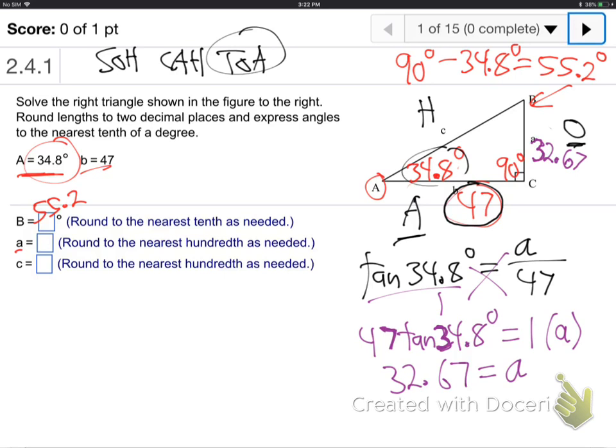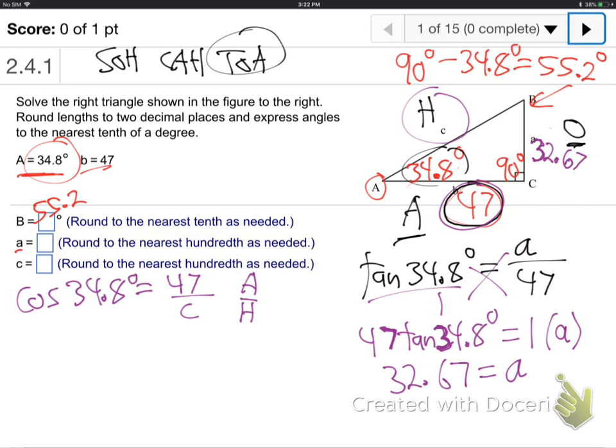So you want something that involves the 47 and the c. What is that? Cosine. Adjacent over hypotenuse, right? So we want to write out the cosine. We're involving the 47 and the c, adjacent and hypotenuse. That's cosine of 34.8 degrees is adjacent over hypotenuse, so 47 over little c.